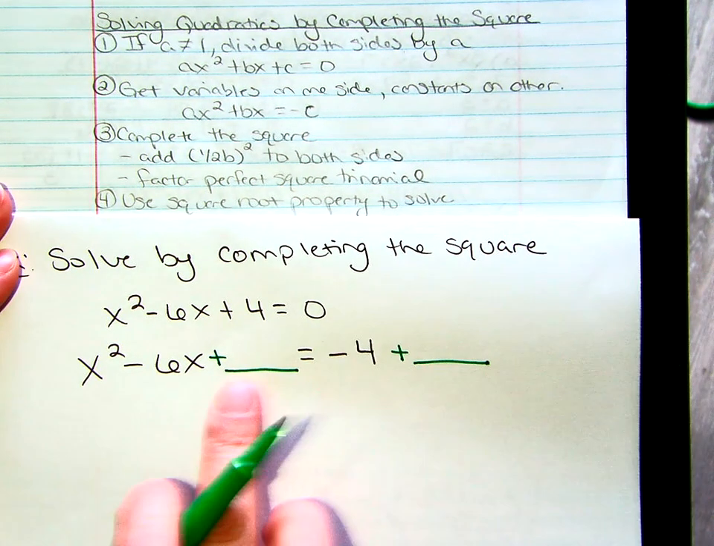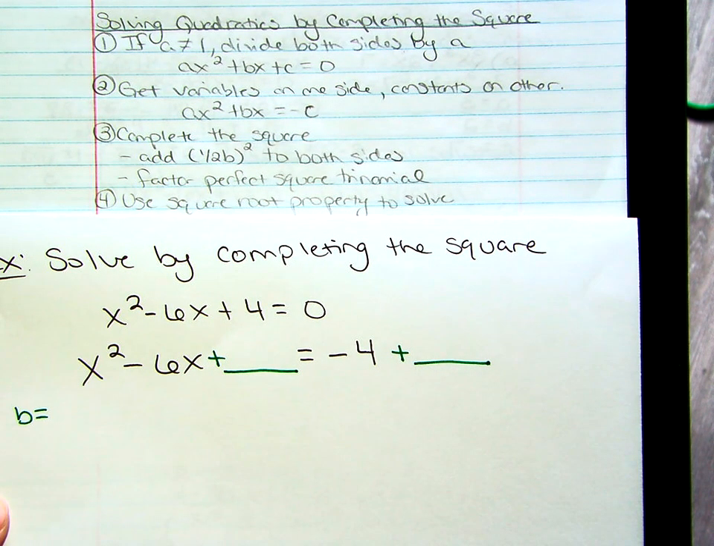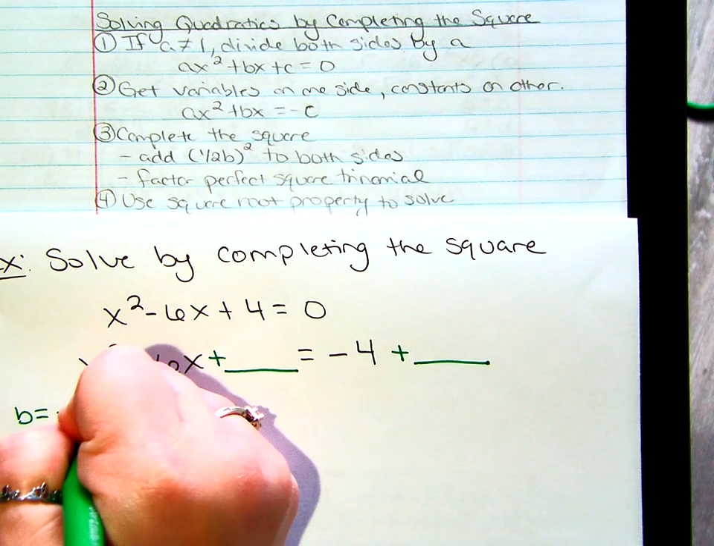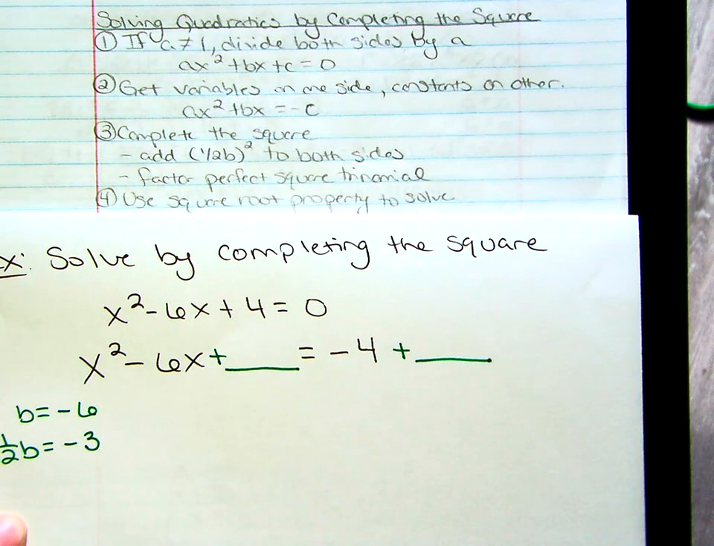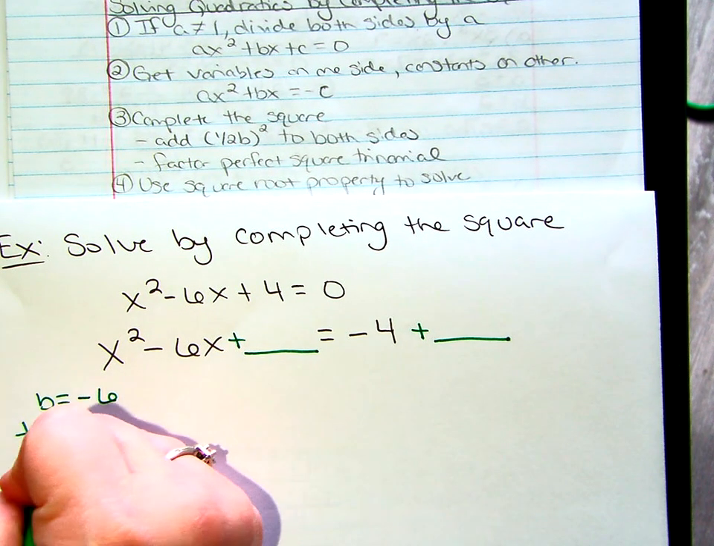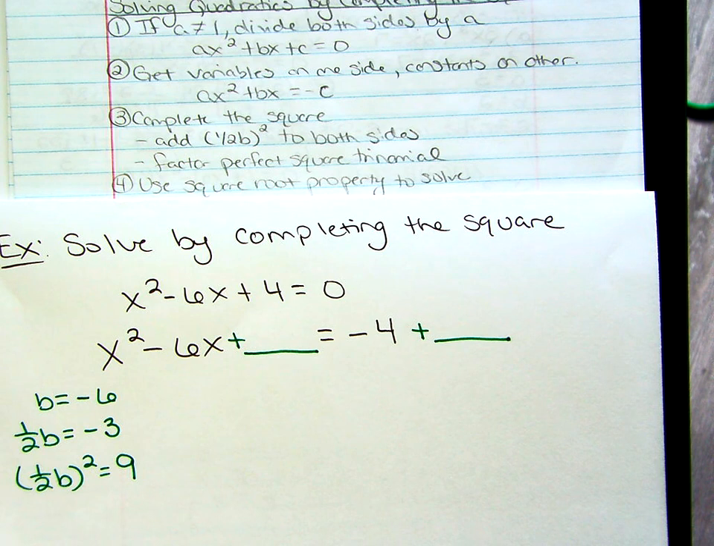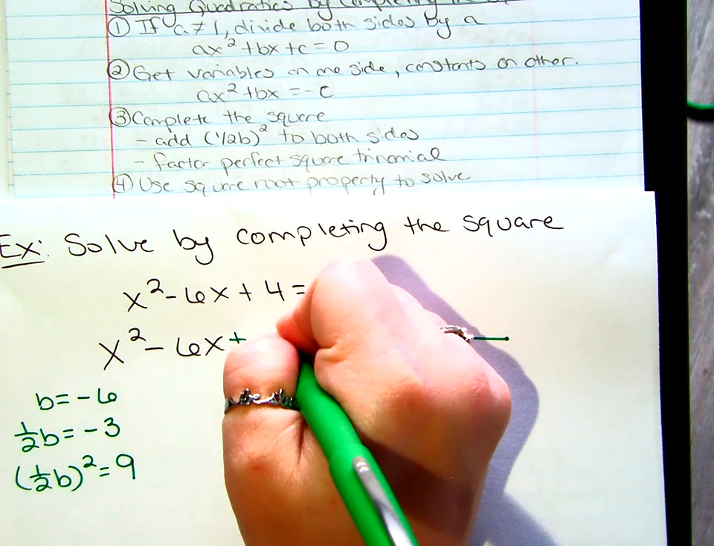So now I'm going to look at what is b for this equation. Well, ax squared plus bx, so b is negative 6. That means 1/2 b would be negative 3. And 1/2 b squared would be positive 9. Notice that whenever we are finding that 1/2 b squared, it's always going to be a positive, and that's because we're squaring whether or not it's a negative number or a positive number. When you square it, you're going to get a positive solution out. So that means I'm going to have a 9 here and a 9 over here.